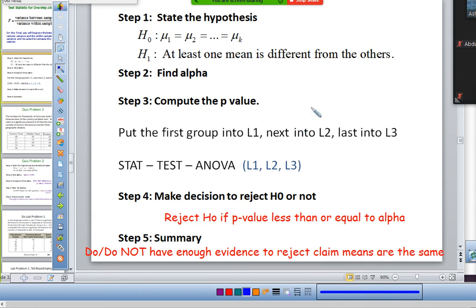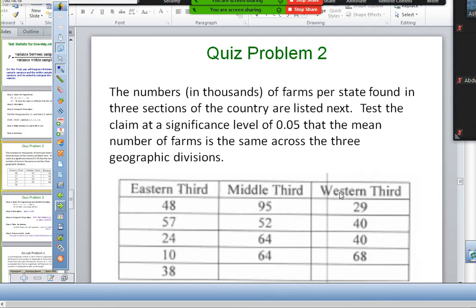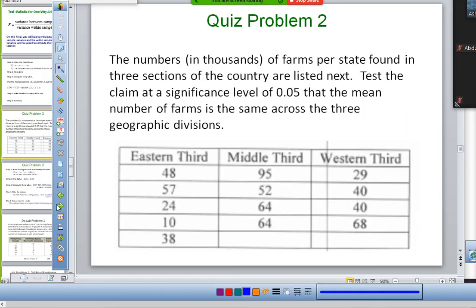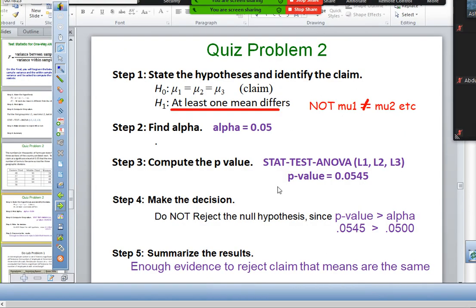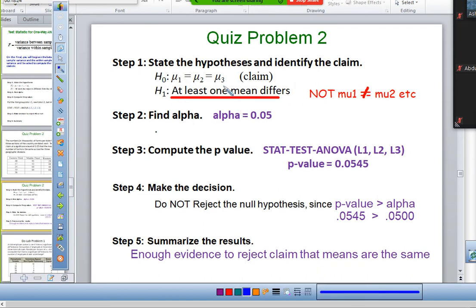All right, so we're going to go ahead and go through quiz number 2, assuming you guys are ready for that. You should have been working on that a little bit. Here's quiz problem 2. So here are our hypotheses. Again, same thing. It's not mu1 is not equal to mu2, none of that stuff. It's just at least one differs. You don't know which one differs, but at least one of them differs. Alpha is 0.05. Done. That's it.